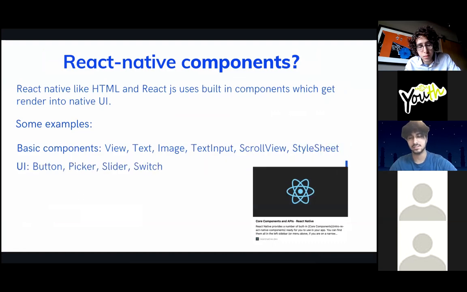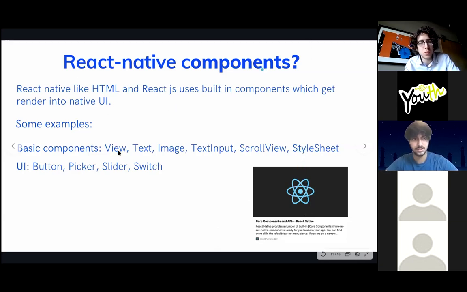React Native has a similar layout. It also uses components, and these components eventually get translated into the native UI. Some examples that you may be familiar with are view, text, image, text input, scroll view, and style sheet. These are pretty self-explanatory.